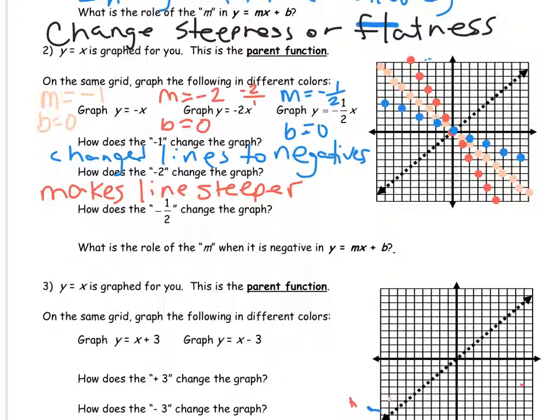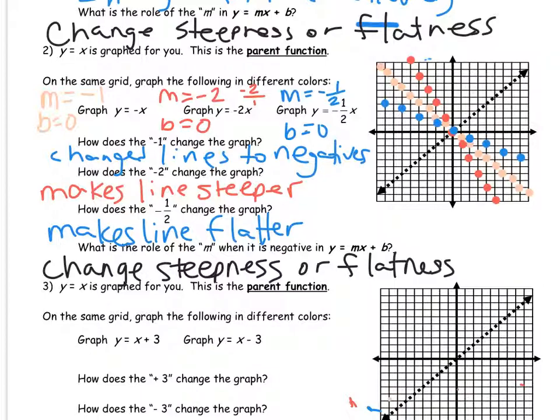Well, again, 1/2 is starting to get closer to 0. As it gets closer to 0, it's closer to laying down. So the -1/2 makes our line, our blue line, flatter. Okay, so the role of m, just like in a positive line, the role of m in a negative line is to change the steepness or the flatness of our line.